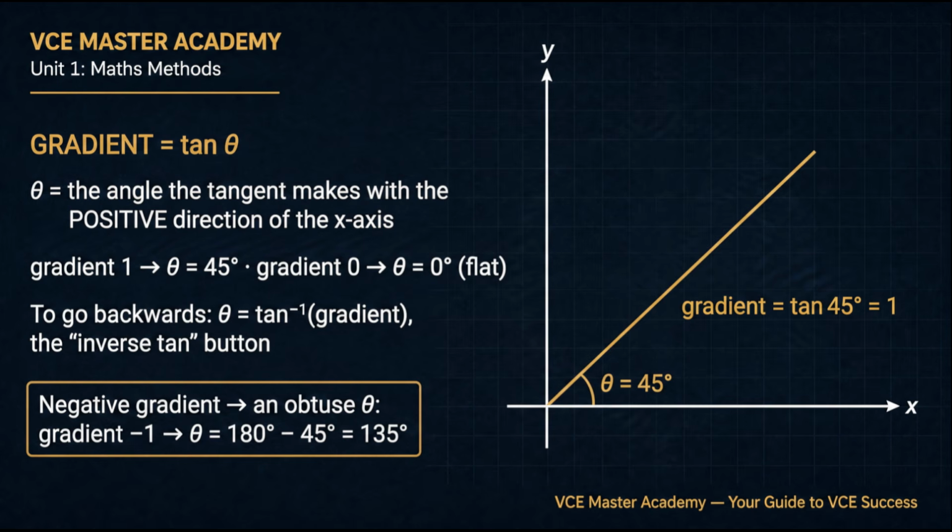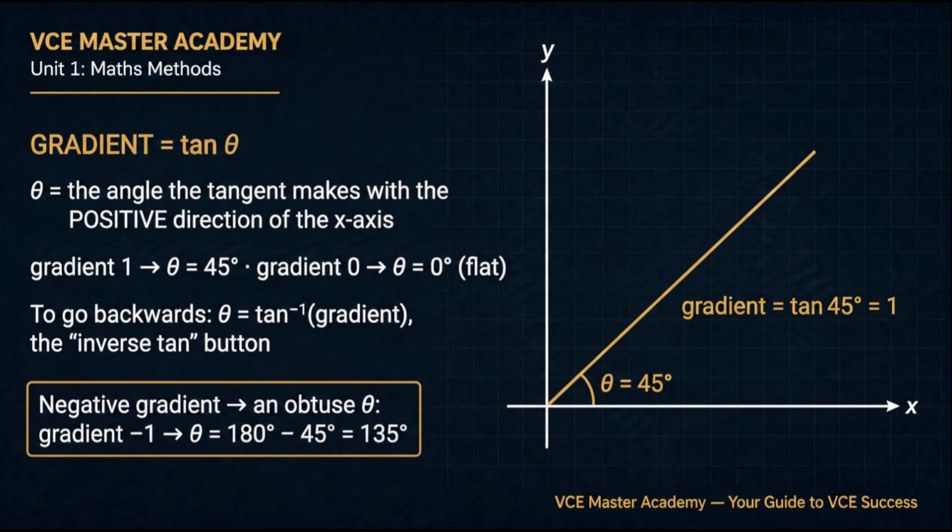Measure anti-clockwise from the axis pointing right up to the line, 2 friendly landmarks. A gradient of 1 means the line rises 1 unit for every one across, a perfect 45-degree ramp, and tan of 45 is exactly 1. Look at the picture. A gradient of 0 is flat ground, 0 degrees. Going backwards is what exams usually want. You have the gradient, you want the angle. Press the inverse tan button, tan to the -1 on your calculator, and make sure it's in degree mode. Theta equals inverse tan of the gradient.